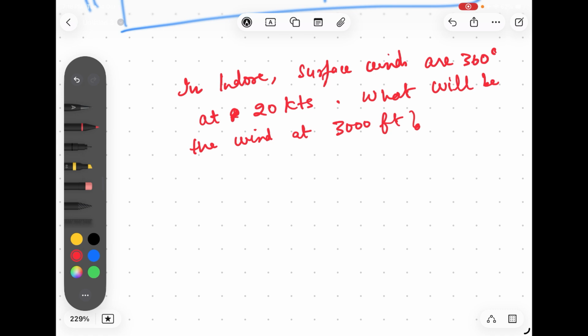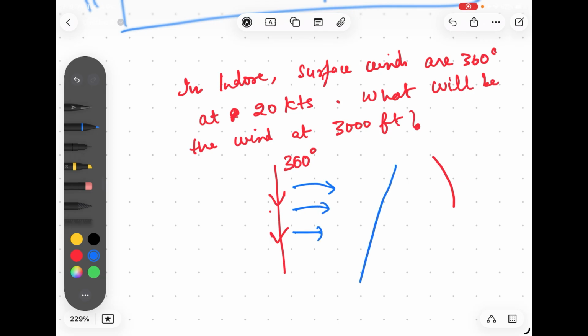So in the friction layer the speed is less, so at 3000 feet the speed would be higher. So what will happen? It will go in the veering direction, because in the friction layer winds back. They reduce the speed, so they go in the backward direction. But when we go above the friction layer, the winds would be in the veering direction. So if my wind was coming from 360 degrees, now my wind would be a little faster. So by 30 degrees increase, 030 degrees, there would be a 30-degree increase.